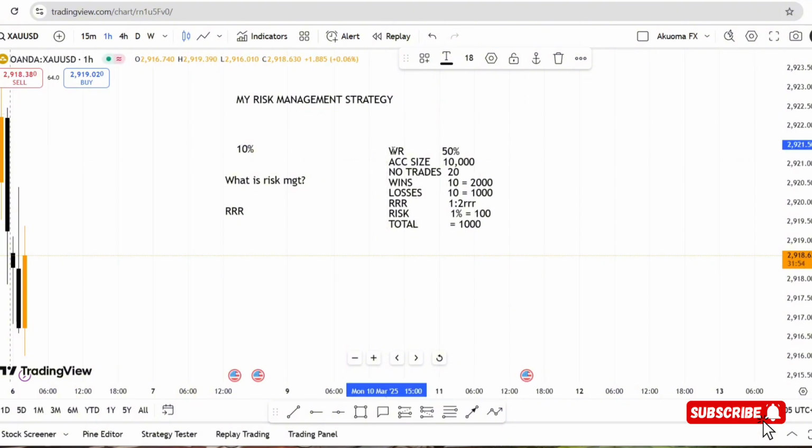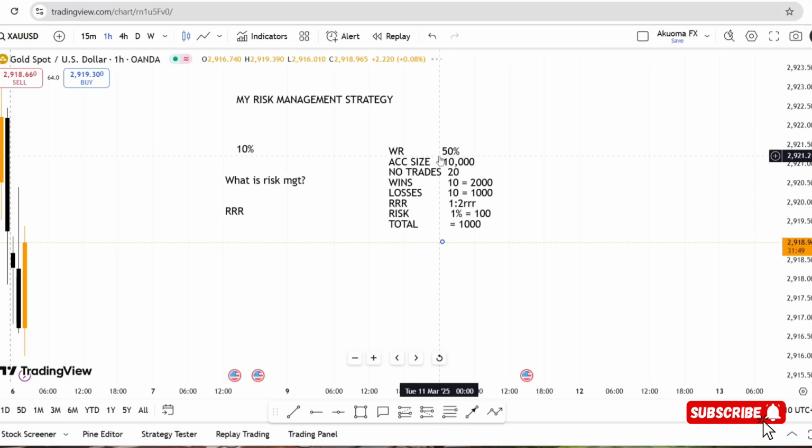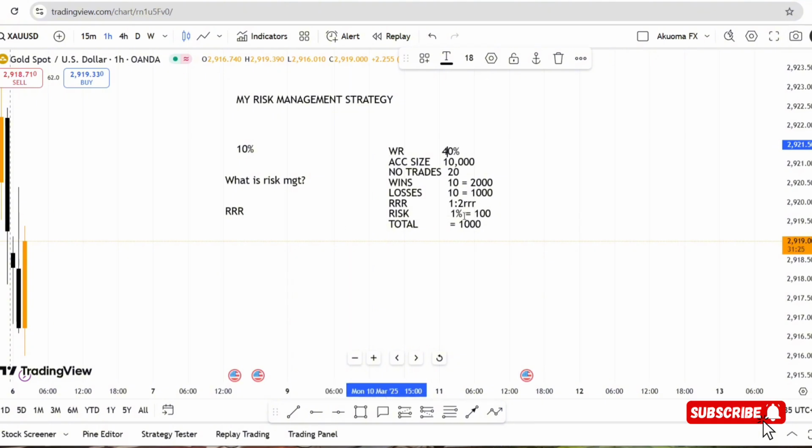So guys, let's check another win rate. Let's assume that your strategy has only a 40% win rate. This is worst case scenario. What this 40% win rate means is that out of these 20 trades you took, you only won 8 trades, and then your losses were 12. With the help of this risk to reward ratio, this is what we'll be having, 1:6.